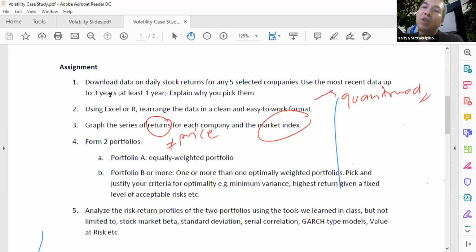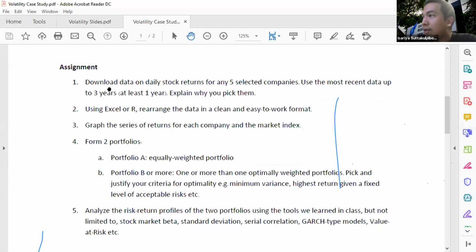I want you to form 2 portfolios, one being an equally weighted portfolio. If 5, then 20% each, right? Or for portfolio B, it can be any optimally weighted portfolio according to your choice, right? It can be minimum variance. It can be according to Markowitz, right? Highest return, highest Sharpe ratio or whatnot. You can do whatever you like, right? But it's optimal, different from portfolio A, right?